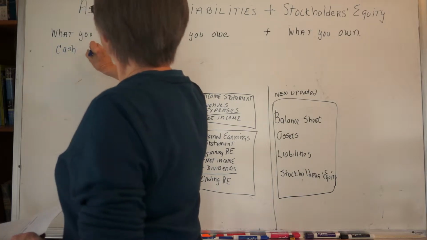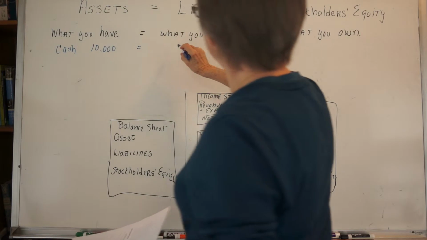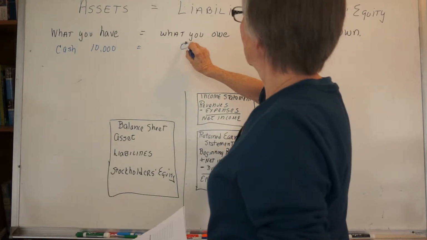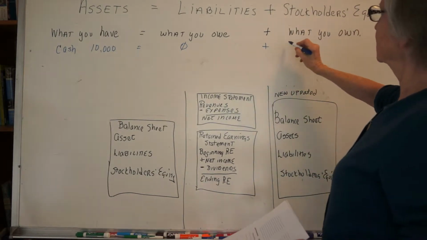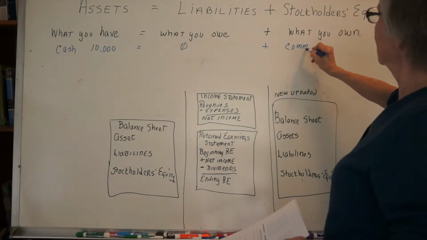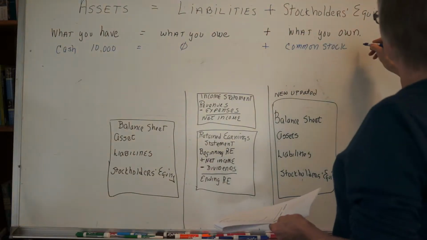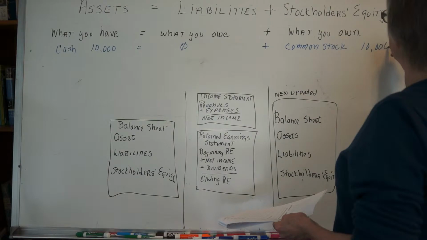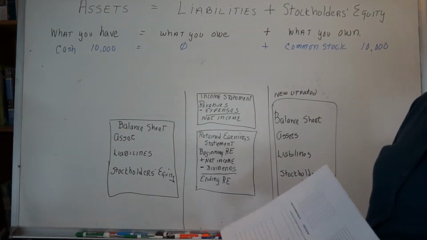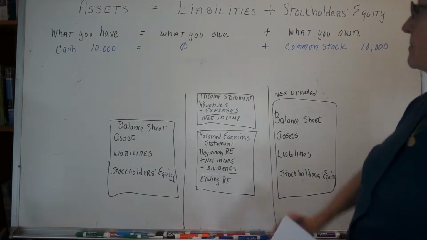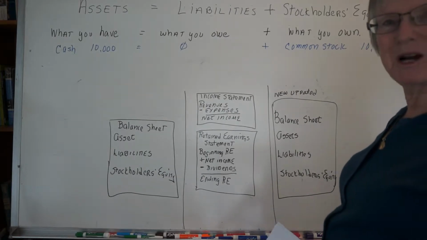So say you've got $10,000 in cash. Well, where did you get it? Well, probably you're just starting a business. You didn't borrow it, so you don't have any liabilities. But you could have some, have issued common stock, and somebody invested, probably you invested $10,000 into the company. So we've got cash, the asset. It's going to provide us future economic benefit, and it's equal to 0 plus 10,000 common stock.